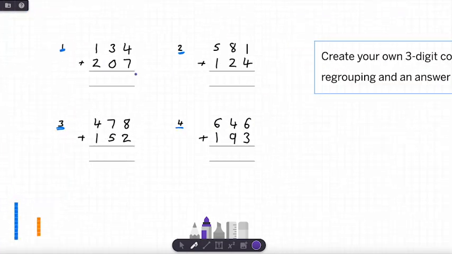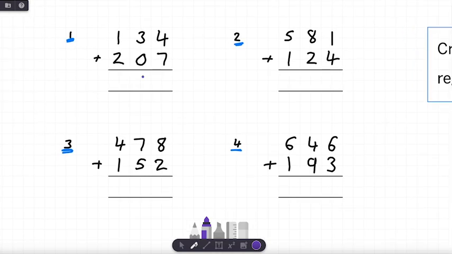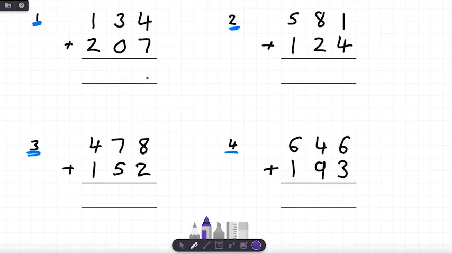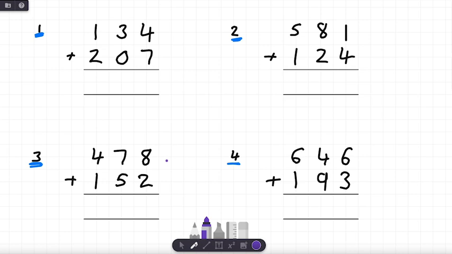So now that we've gone through a few together, I think it's time for you to have a go on your own. So have a go at these, and we'll go through them in a second. Right, let's see how you did. So I'm going to go through these pretty quick.